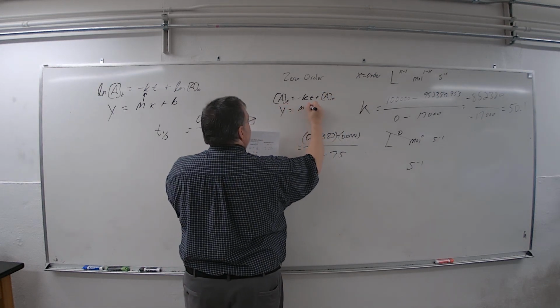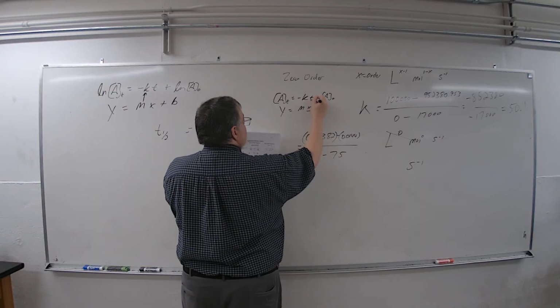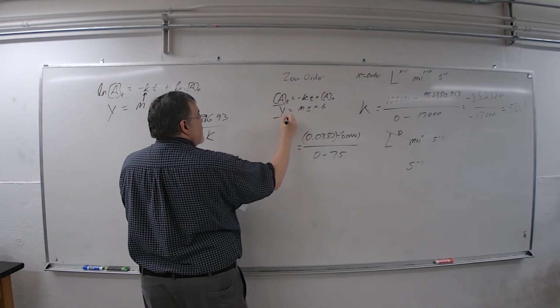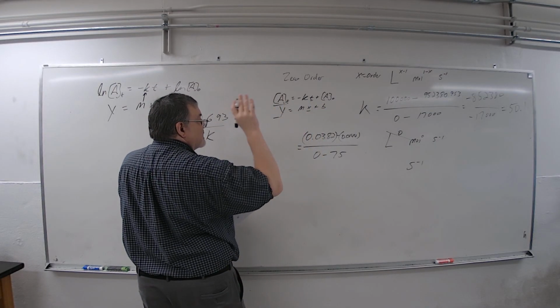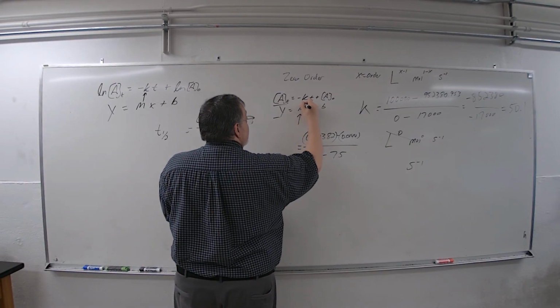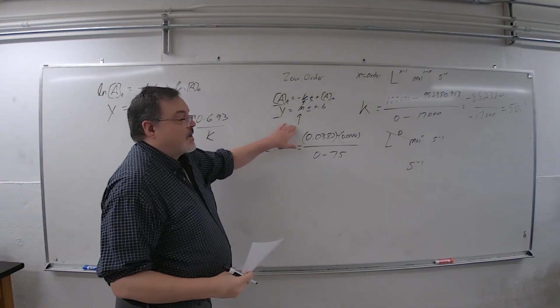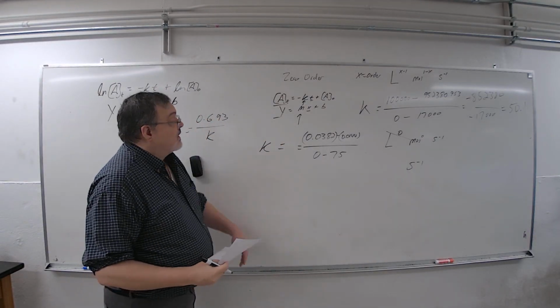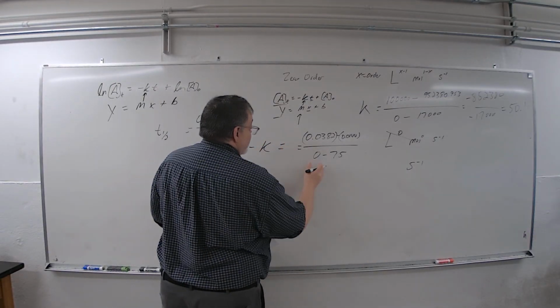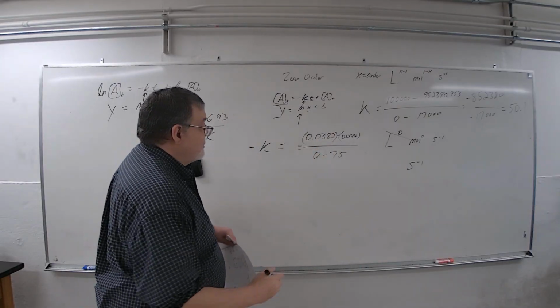Y equals mx plus b. The t is on the x-axis. Concentration is on the y-axis, and it's linear. So again, k equals the slope, and this is the rise over run formula for slope. It is negative. This will come out negative, and then the negatives will cancel.